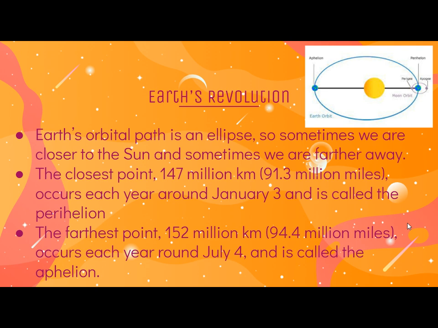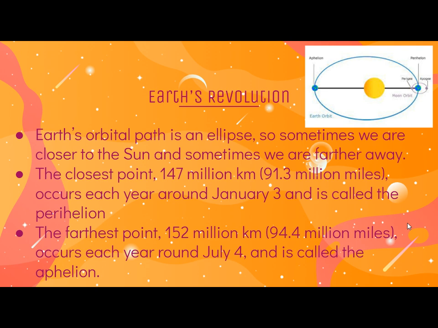Our closest point is called our perihelion. We are about 91.3 million miles or 147 million kilometers away from the sun at our closest point. That happens in January. So you would think if we were closer to the sun, wouldn't you think it would be warmer?